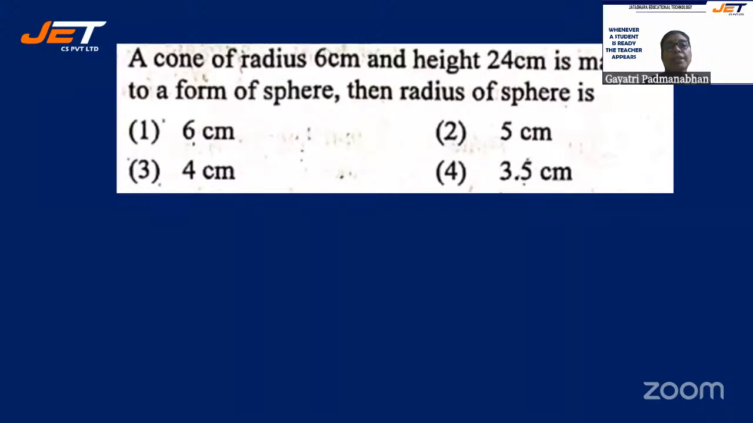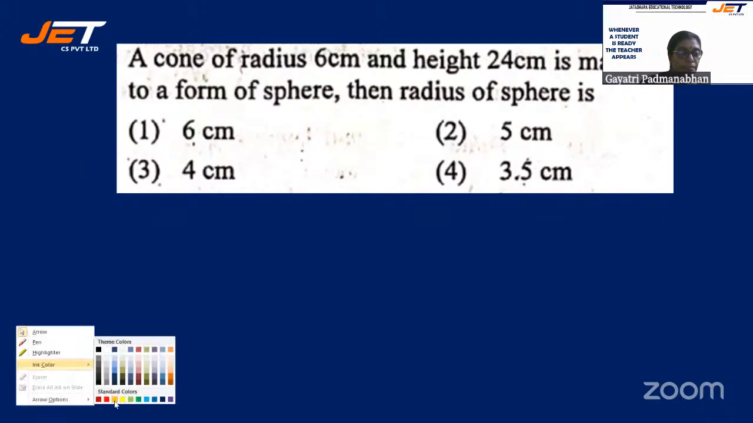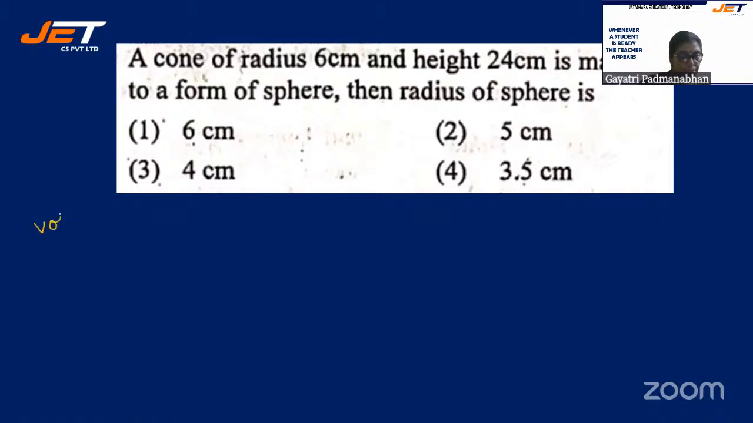A cone of radius 6 centimeter and height 24 centimeter is made into the form of a sphere. Then what is the radius of the sphere? So here you have to first take the volume of the cone. A cone of radius 6 centimeter and height 24 centimeter. So what is the volume of the cone? 1 by 3 pi r square h.